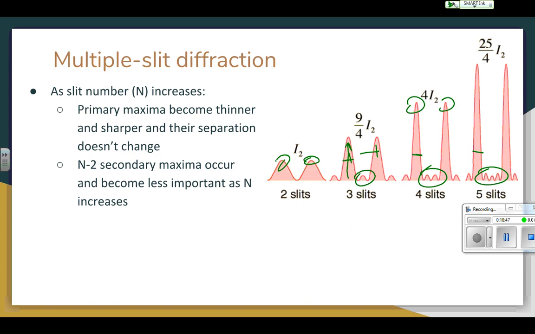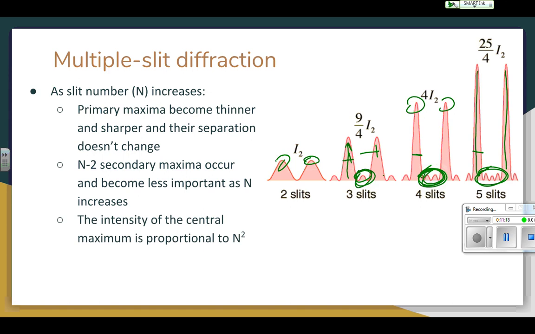Something to recognize is that the number of little minima, the number of secondary maxima that occur in between the bright spots, is actually n minus 2. So with 3 slits, we had 1. With 4 slits, we'll get 2. With 5, we get 3, and so on. And the more slits we get, these intermediate maxima actually will get dimmer and dimmer and dimmer. This picture doesn't show it very well, but the more slits you have, they will start to fade away, and all you will start to see are these very pronounced bright spots.